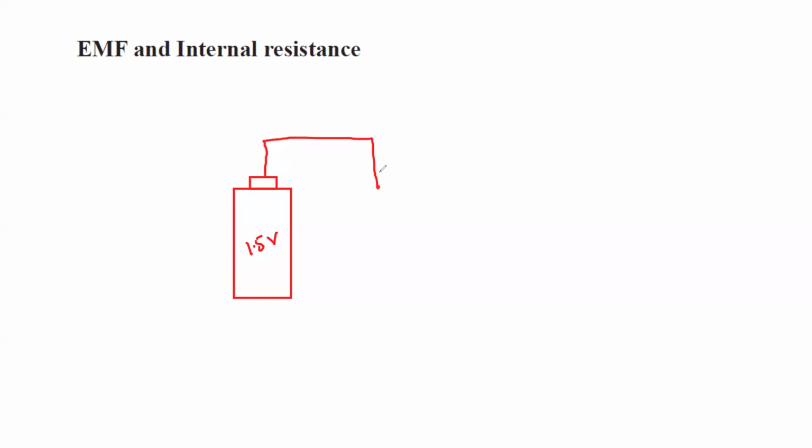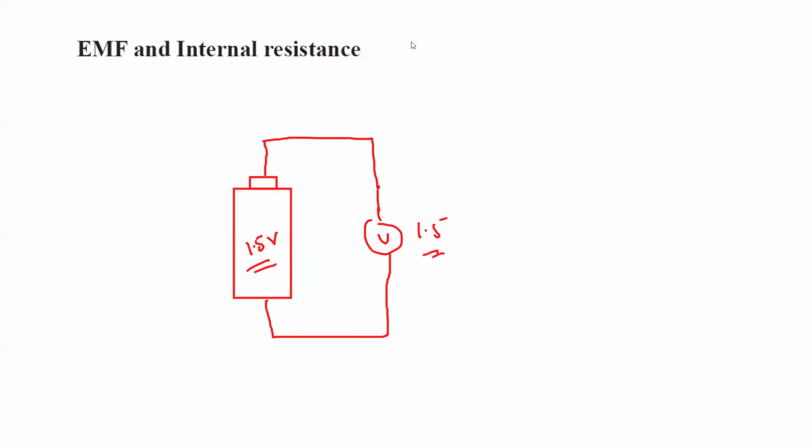If I connect a voltmeter across this cell, what reading should the voltmeter give? The cell is unused and it is labeled 1.5. So what should be the reading on the voltmeter? It should be 1.5, because it is an unused cell. But practically, what happens?